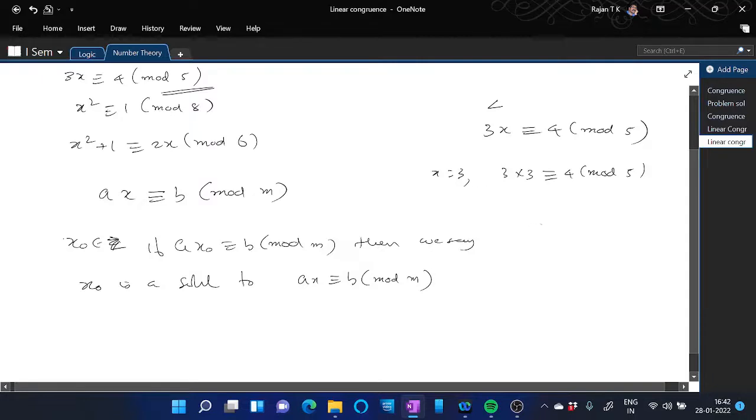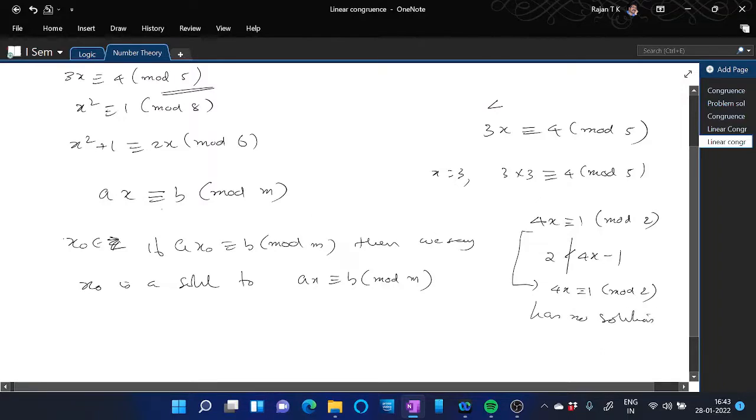But if we take another linear congruence like 4x congruent to 1 mod 2, it has a solution if 2 divides 4x minus 1. But 4x minus 1 is always an odd number for any integer x. And therefore 2 does not divide 4x minus 1. Therefore, we can say 4x congruent to 1 mod 2 has no solution.